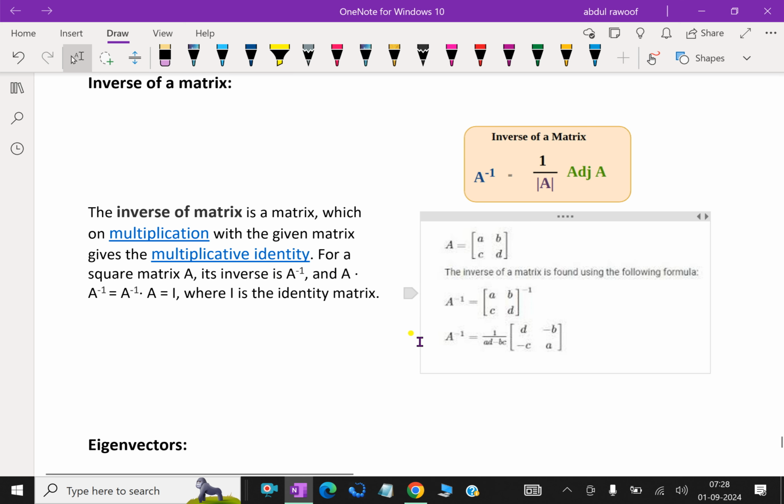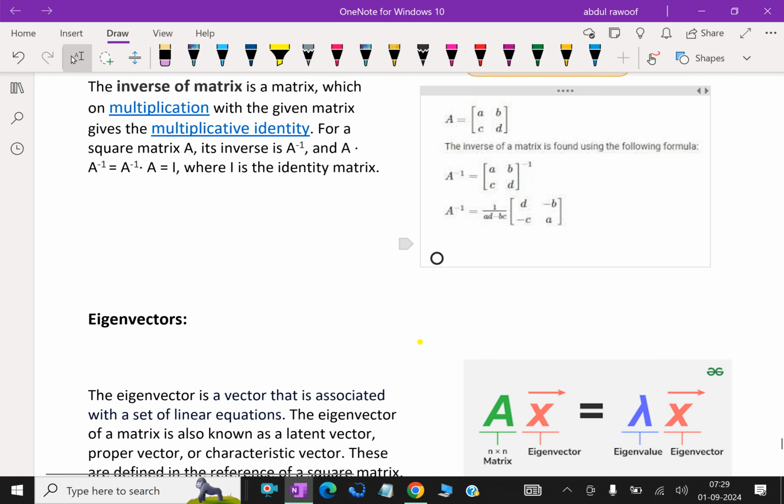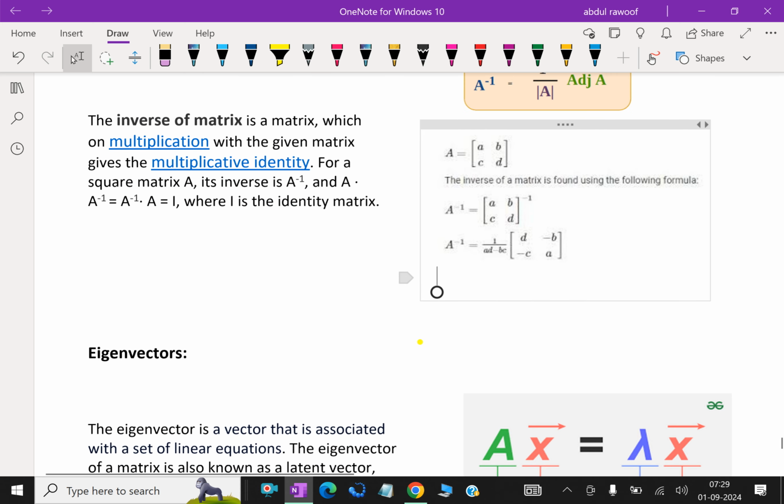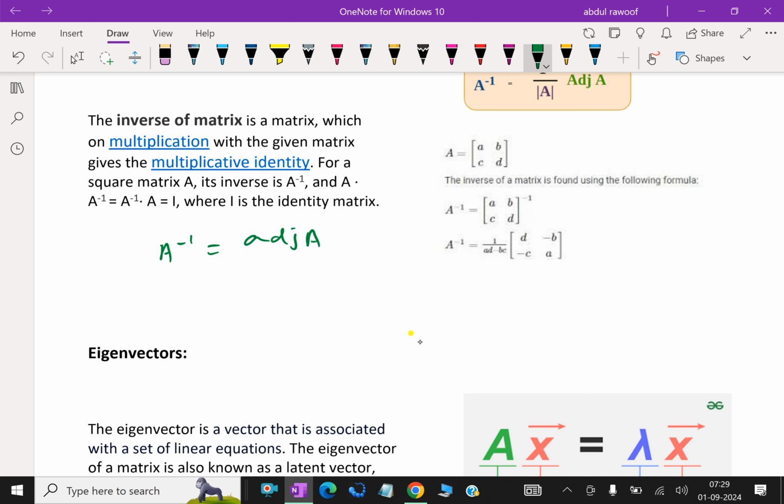If it is a 3 into 3 matrix, we have to calculate adjoint A. That is, A inverse, generally for a square matrix, is adjoint of A over determinant of A. This is the formula for finding the inverse of a square matrix.